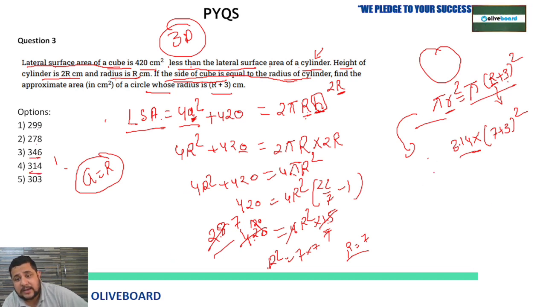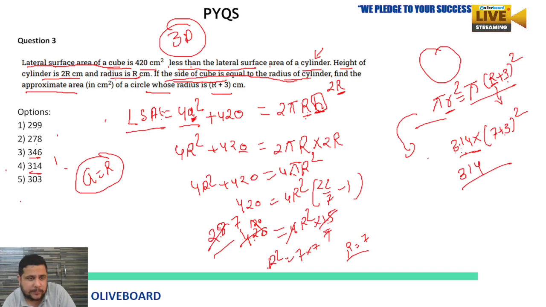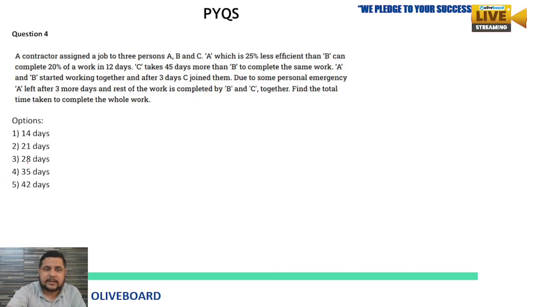So we know the pi value in decimal is approximately 3.14. Just multiply it with the square of 10. So 3.14 multiplied by 100, 314 approximately we are getting. So this is the approximate area of that circle, because they have asked us for the approximate area. So we took the approximate value of pi, that is 3.14. I hope you understood it very well. Option 4 will be the correct answer of this question.